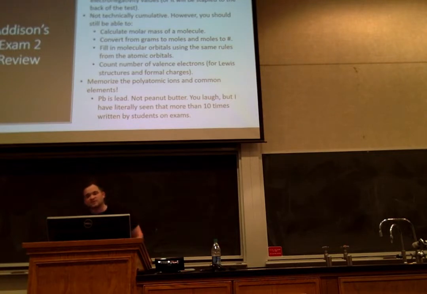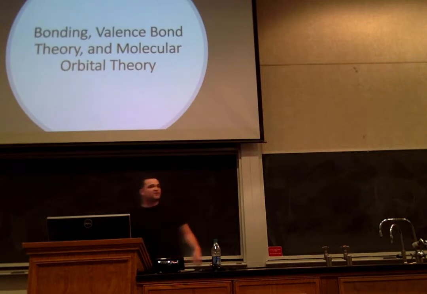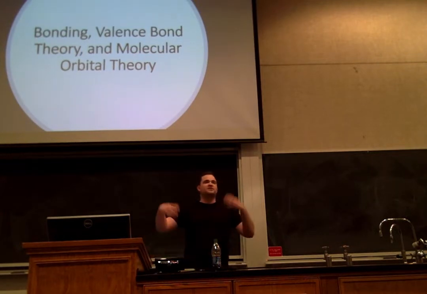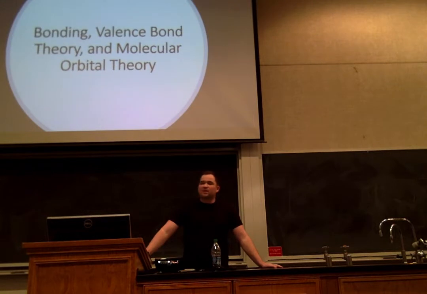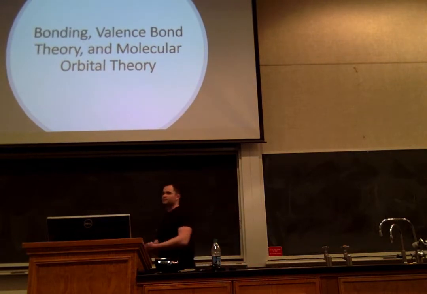Just a few things, like the slides say, you'll be given an electronegativity table. You don't have to memorize those. There are a few things you should remember how to do from last exam, but that you probably already know how to do. And then make sure you memorize those polyatomic ions and common elements, all right? So any questions before we get started? Okay, we're going to actually start with the most recent material: bonding, valence bond theory, and molecular orbital theory.